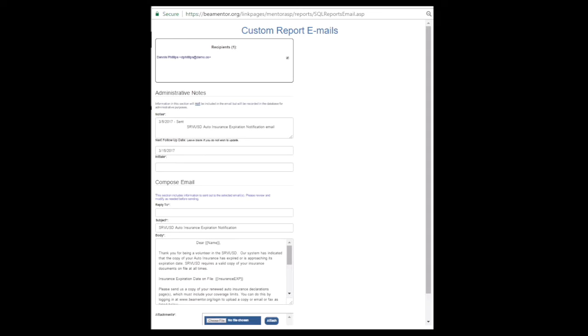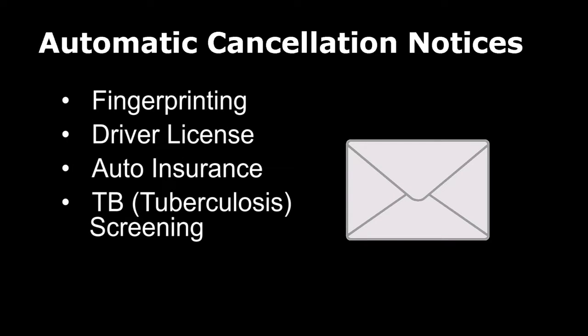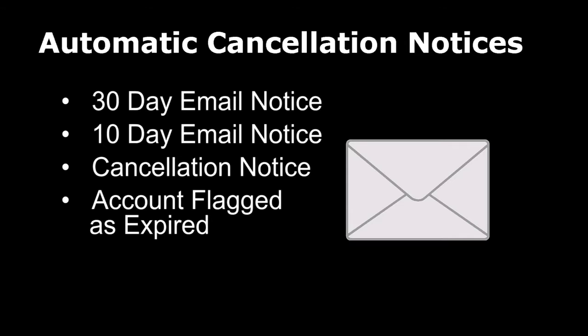However, VMS has built into it an automatic back-end process that can be used. For various requirements that have expiration dates, such as fingerprinting, driver's license, auto insurance, and TB screening, VMS will send 30-day and 10-day reminder notices, and then if the renewal is not made, a cancellation notice on the date of cancellation. At that point, the volunteer's profile is flagged as expired for the specific volunteer type. All reports will now show expirations in red.